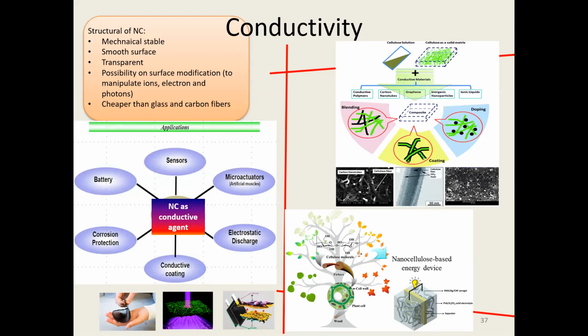What makes nanocellulose interesting for conductivity properties is that it is mechanically stable. It has a smooth surface, is transparent, which means we don't alter the final properties of the materials, and it has a high possibility for surface modifications. So we can do manipulation of ions, electrons, and photons, and probably the production cost is cheaper than glass or carbon fibers.